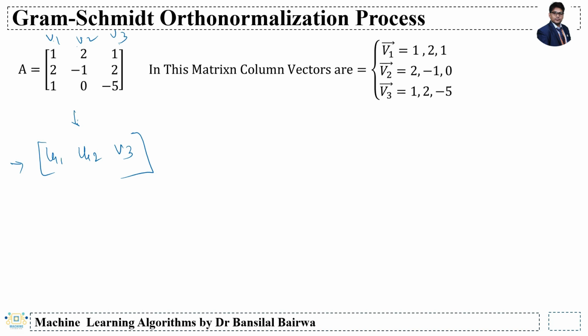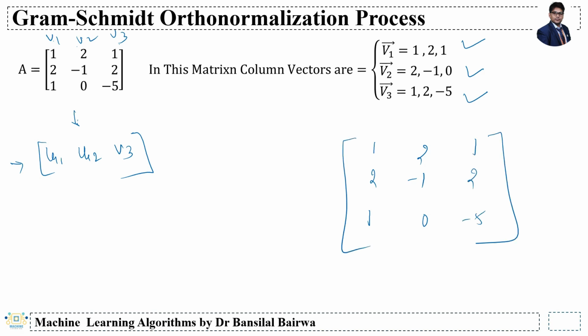Okay. So here, in the first column you can see 1, 2, 1 is the first vector, 2, minus 1, 0 is the second vector, and 1, 2, minus 5 is the third vector. These are column vectors. I have mentioned these three vectors here. So v1 is 1, 2, 1, then v2 is 2, minus 1, 0, and v3 is 1, 2, minus 5, right? We have to convert this matrix into orthonormal column vectors.